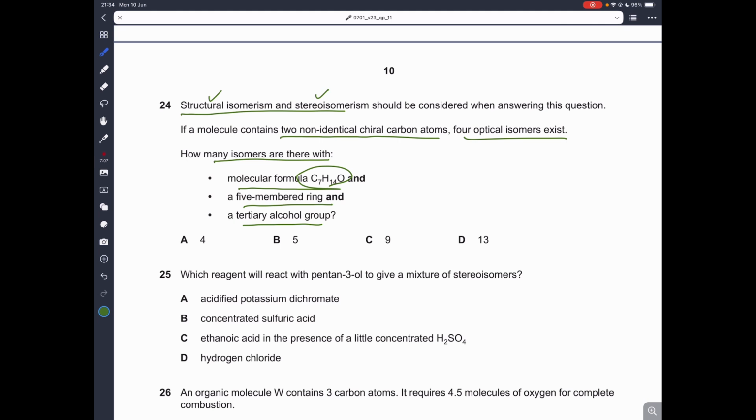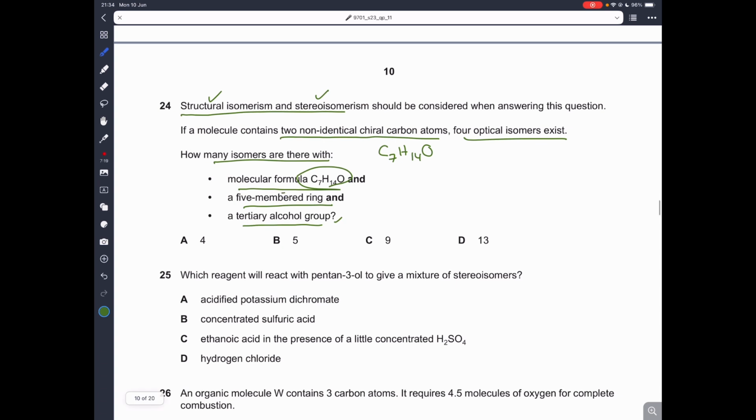So we want a molecular formula C7H14O, and then we want it to be a tertiary alcohol group with a 5-member ring. So it's going to be something like this, a 5-member ring. So let's try to draw this.